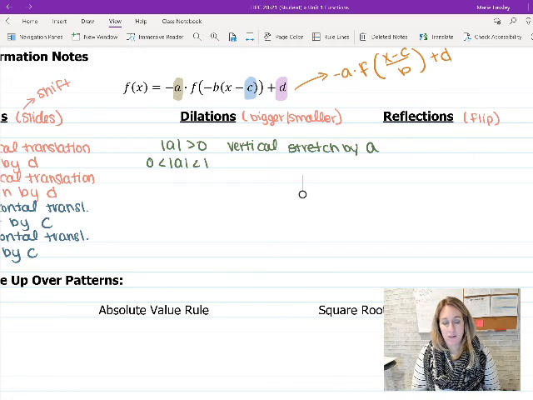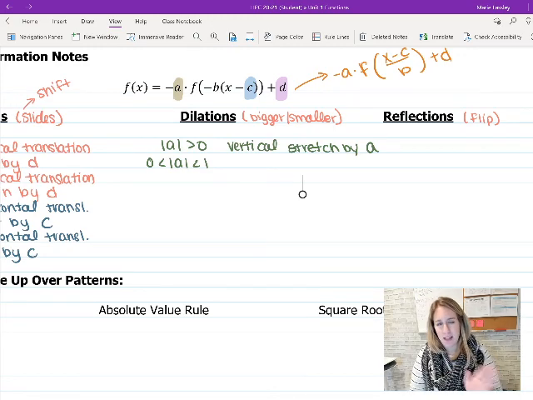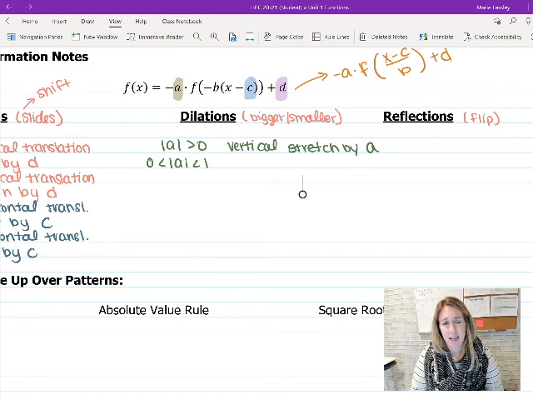So if the absolute value of A is somewhere between 0 and 1, we'll talk about why it's absolute value when we get to reflections, because that negative is going to do something different than dilate. It's not going to dilate us, so we're really just looking at the absolute value of A here. If it's between 0 and 1, meaning it's a fraction.